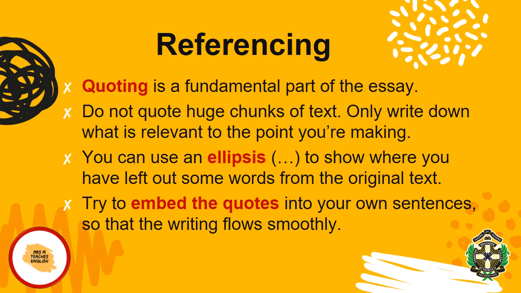Quoting from the text is crucial when writing literature essays. You have to embed some references, close references to the text. Please don't quote huge chunks of the text. This is very tempting, especially if you have an open book task or exam to write. Don't do that. You may use ellipsis, those 3 dots, to show where you have left out some words from the original text. But embed the quotes in such a way that your sentences still read smoothly, that the quotes, which are indicated with quotation marks, become part of your own sentences.